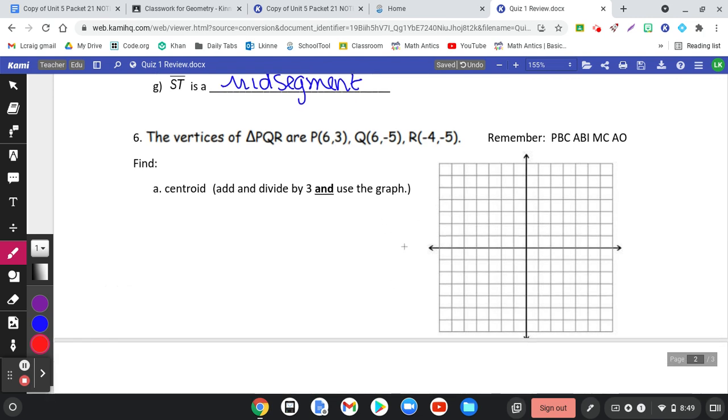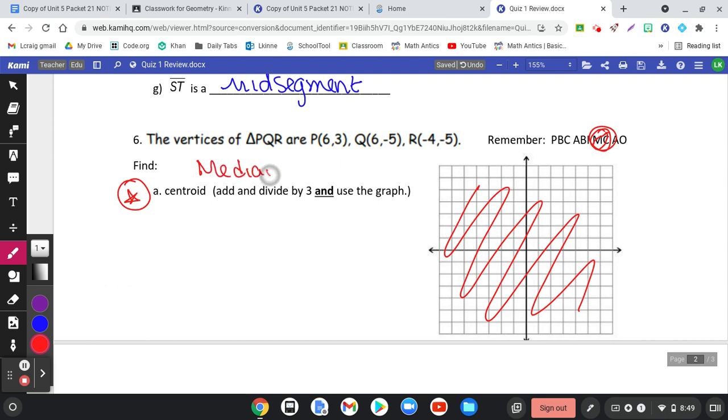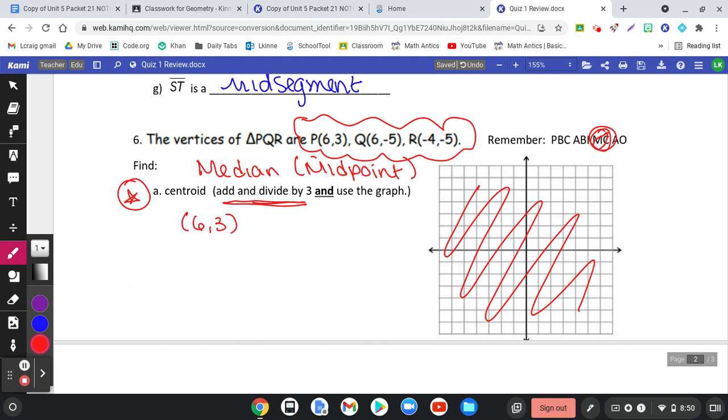All right, this next part, it wants you to figure out what the centroid is. The easiest way to figure out the centroid, and actually you can't use the graph for this particular question because it doesn't work out, but the centroid is made up of medians. Medians. So think about medians, midpoint. If you wanted to find the midpoint, you would just add them and divide by 2. Well, if I want to find the center of all three of these, you just add and divide by 3. It does say to use the graph, but again, when I did this out, unfortunately, I didn't give you a good set of points that work out. So we'll just do it this way.